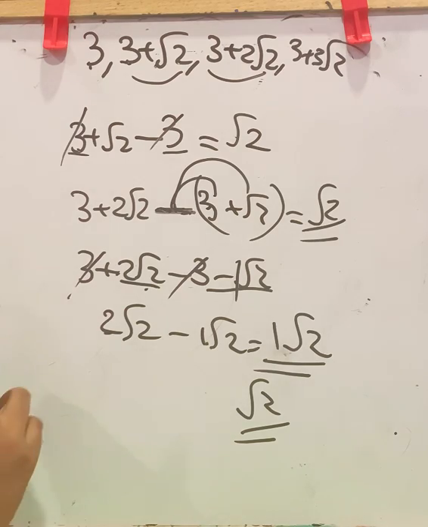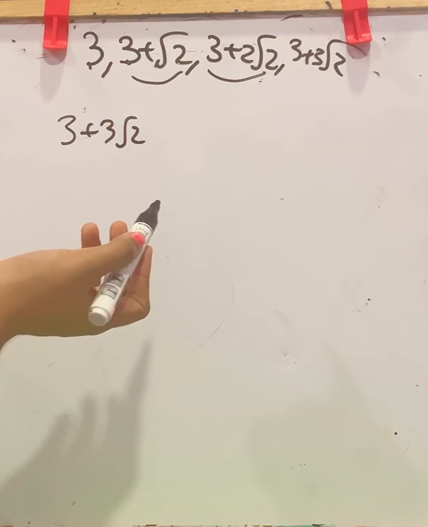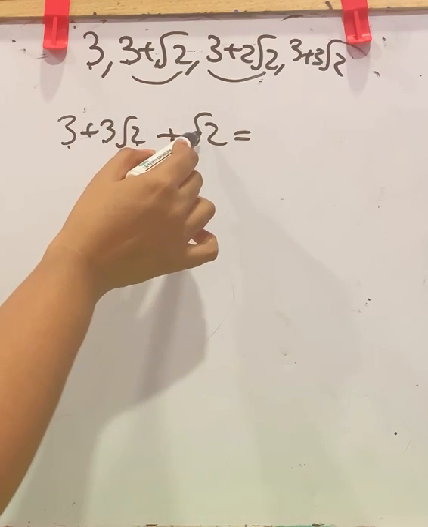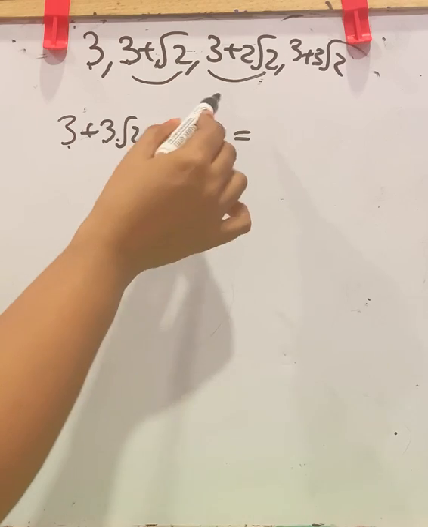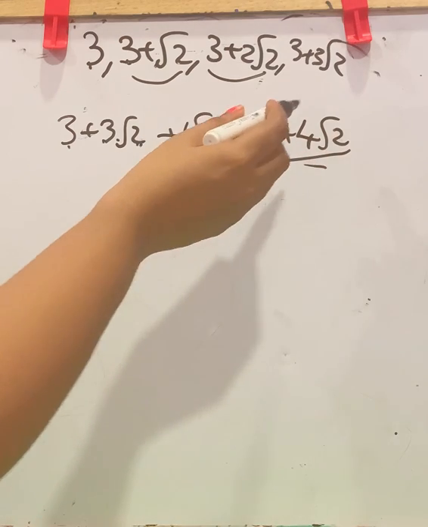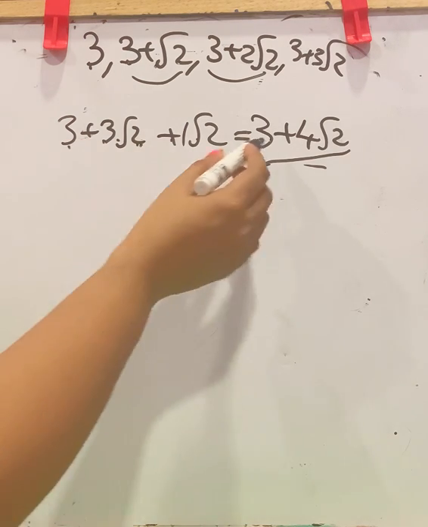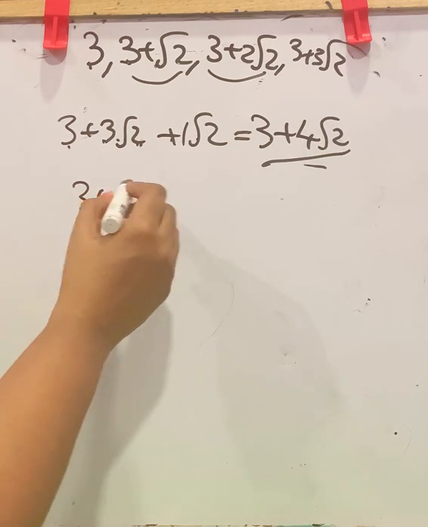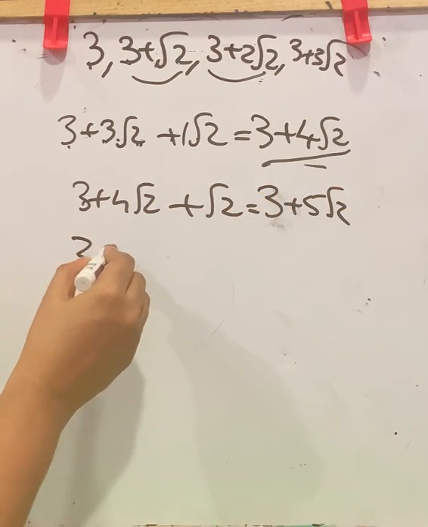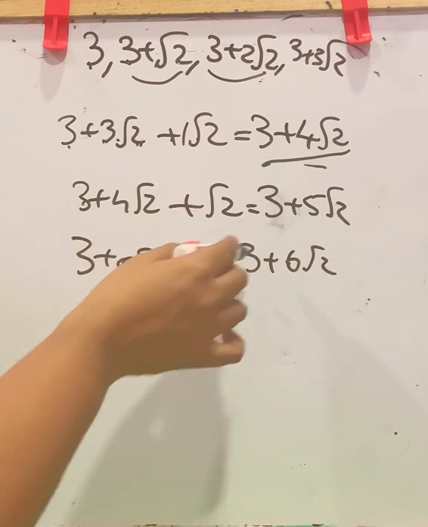So, you have to find the other three terms. Last term is 3 plus 3 root 2. To find the next term, you have to add the difference. 3 plus 3 root 2 plus root 2 means 1 root 2. 3 root 2 plus 1 root 2 is 4 root 2. So, next term is 3 plus 4 root 2. Don't add 3 with the 4. This is a rational number and this is an irrational number. Next, 3 plus 4 root 2 plus root 2 becomes 3 plus 5 root 2. Next term, 3 plus 5 root 2 plus root 2, that is 3 plus 6 root 2. These are the three terms.